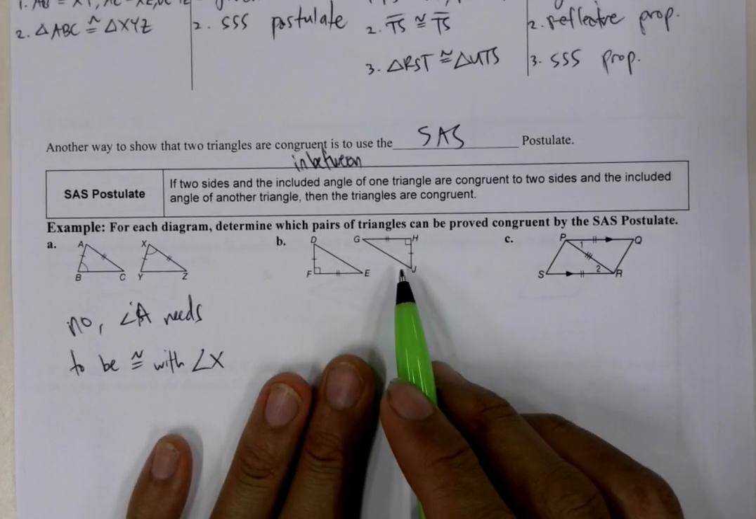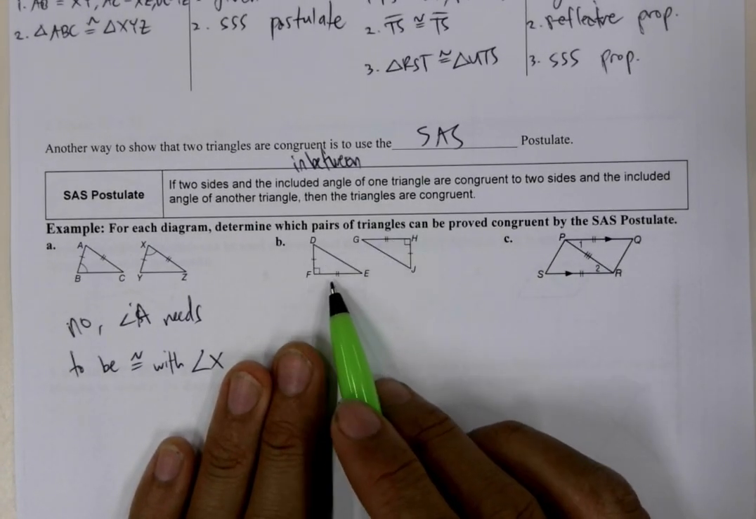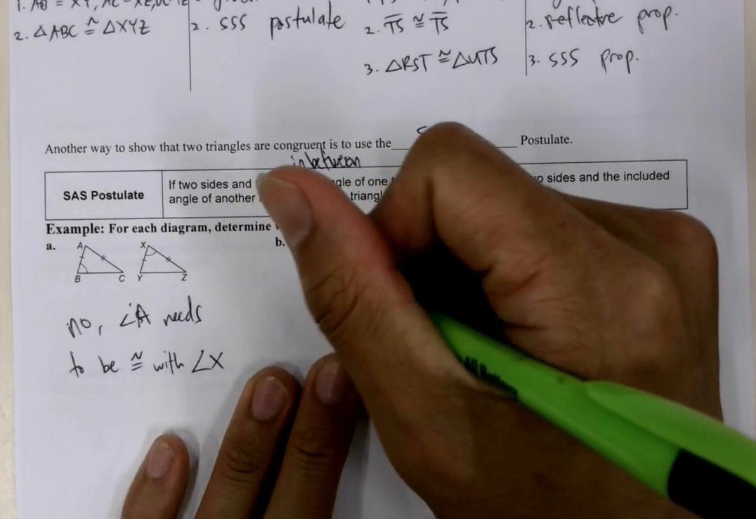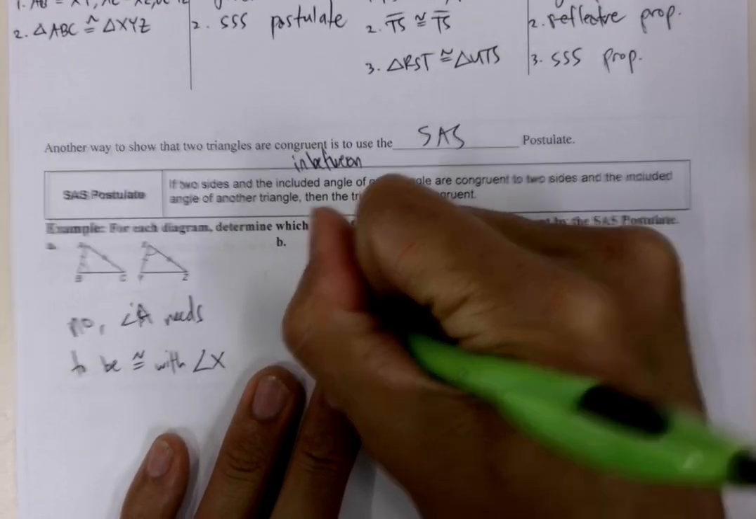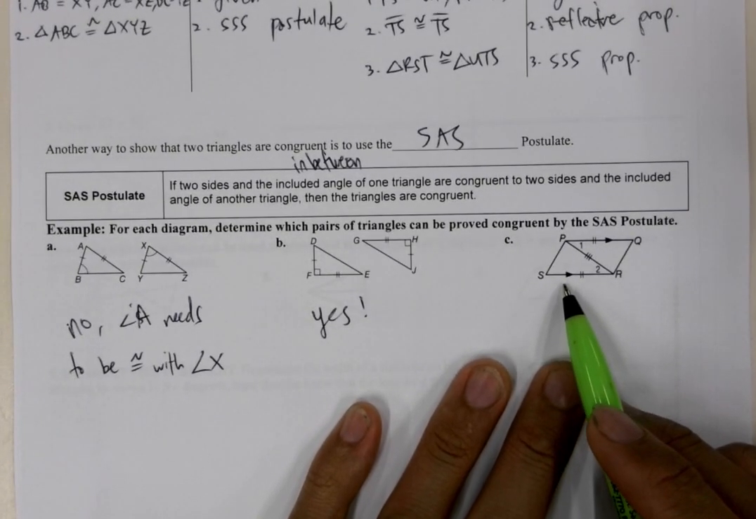So over here, we're fine because we have the two sides congruent, and we have the included angles of both the triangles congruent, right? Or both are right angles, which means they're congruent. And we'll say yes.